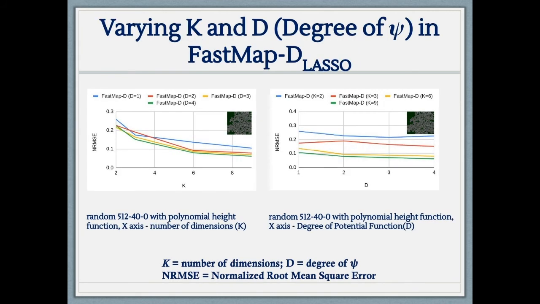In these results, we vary both the number of dimensions and the degree of the potential field function. In the plot on the left, the x-axis is the number of dimensions. The plot on the right is the same data with the degree of the polynomial on the x-axis. As one might expect, the higher the degree of the potential field function, the lower the NRMSE.